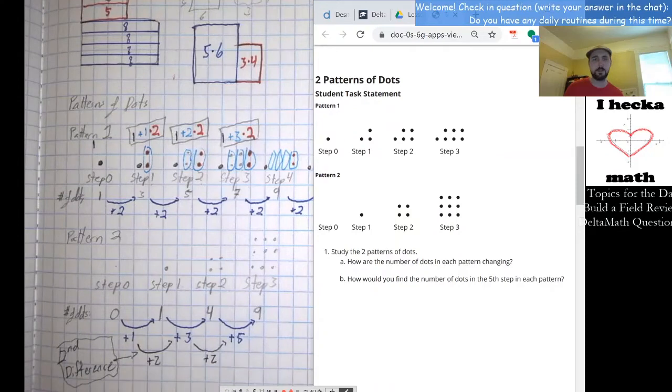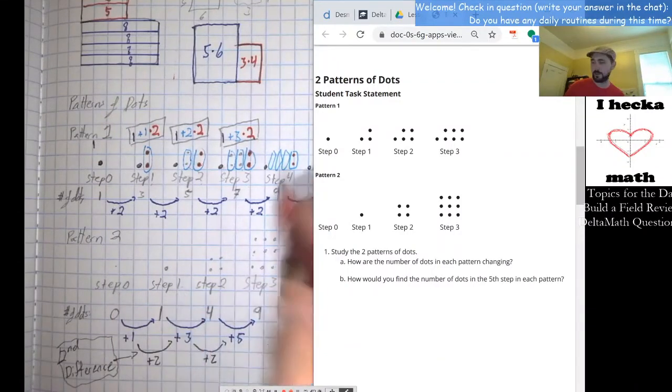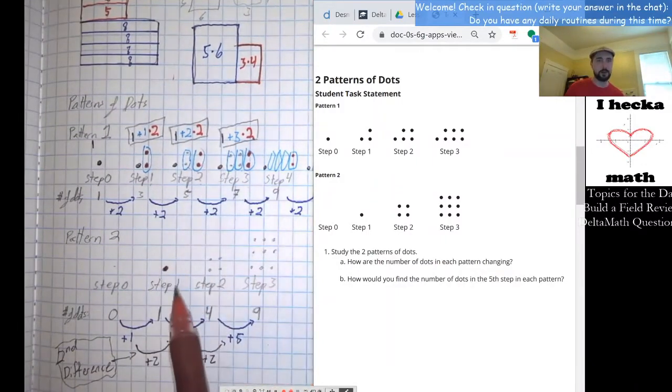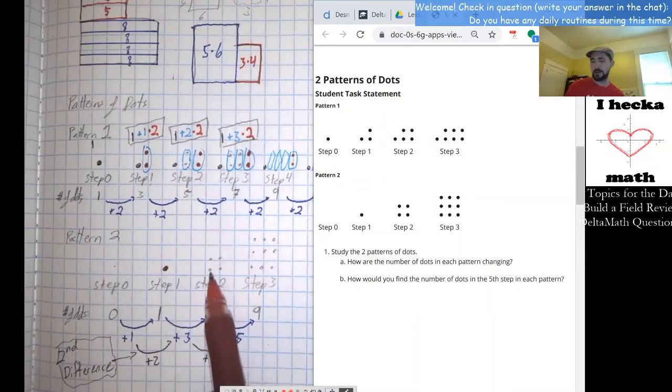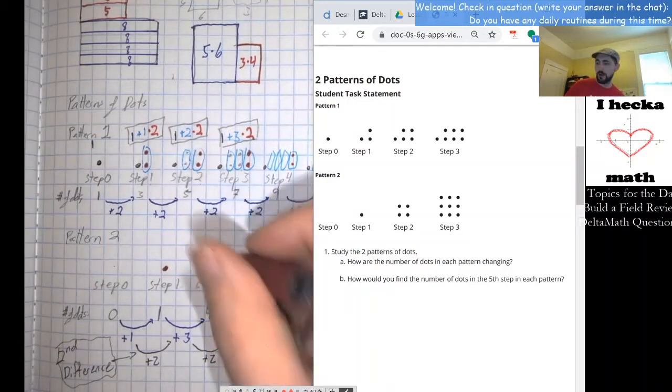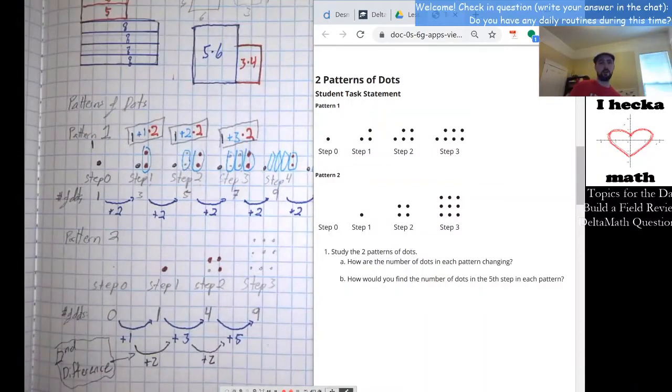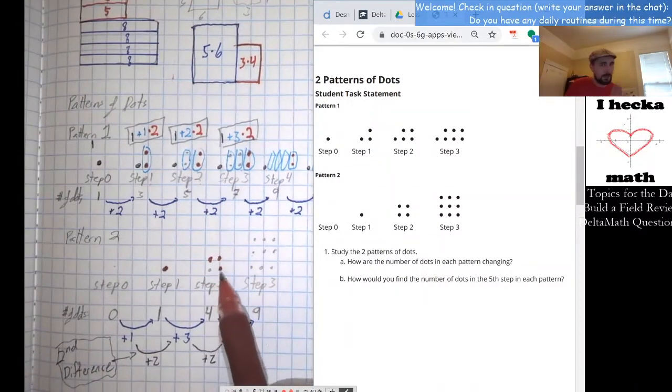Instead, we're going to go up here and see if we can figure out what's going on in each step. So step zero is just zero, right? There's nothing there. Step one, the one new dot is the dot that's there. Step two, that dot, in my mind, I see this dot as living right here. And then the new dots in step two form a shell around it. I don't know if you see it that way, but that's how I see it.